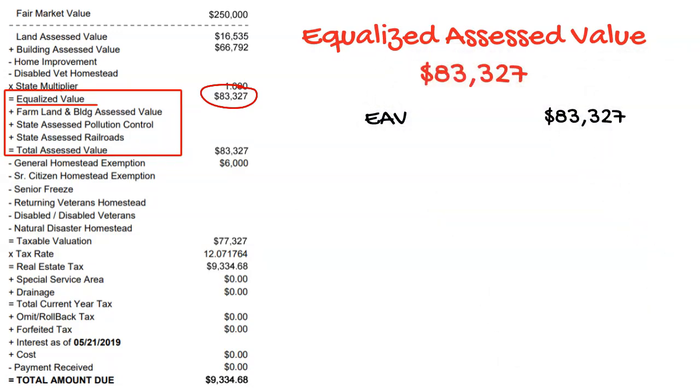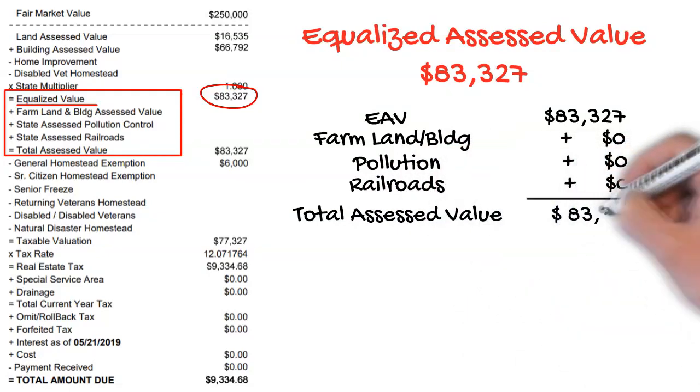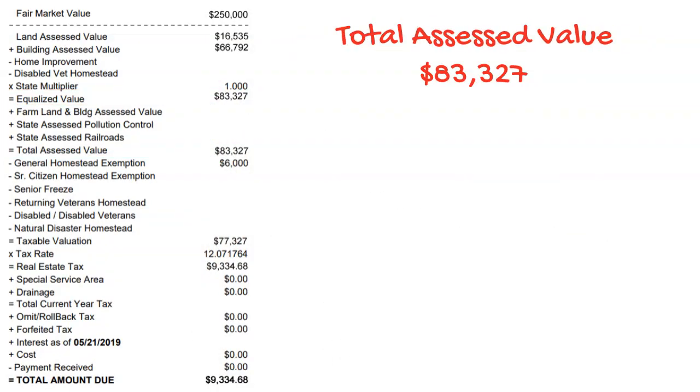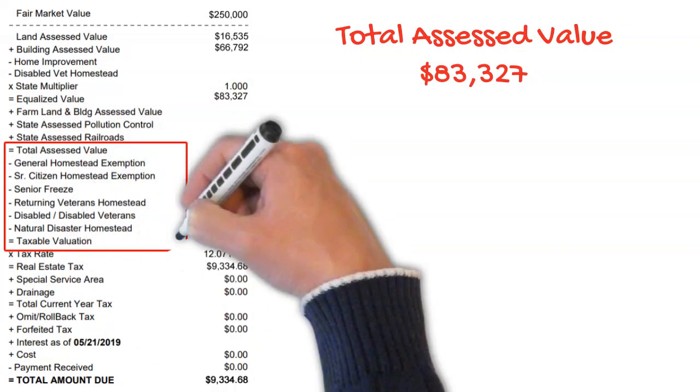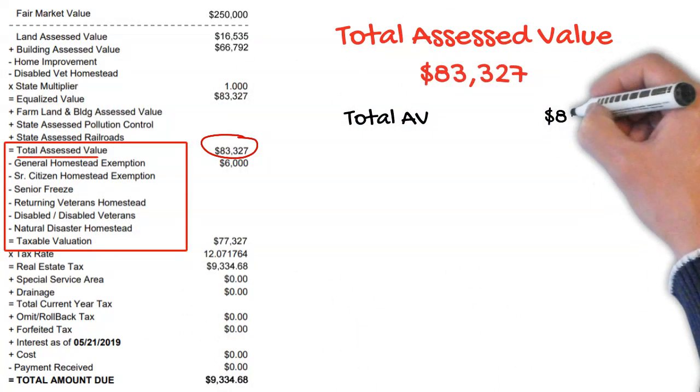Equalized value plus farm-related assessments, plus assessments for polluters and railroads equals your total assessed value. This next section is where the majority of your exemptions will be found. Starting with your total assessed value, we subtract the following exemptions.